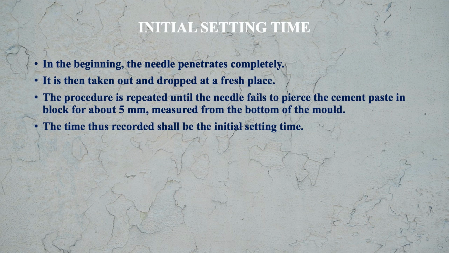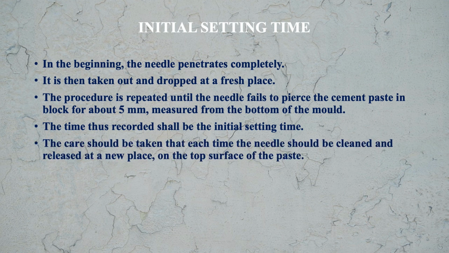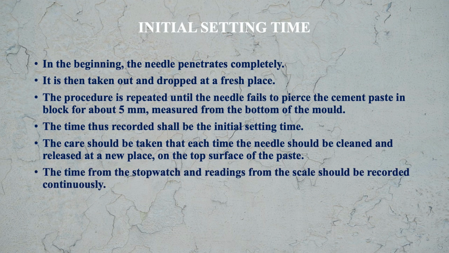This means we will be noting the time and trying by releasing the pin and observing that the penetration from the bottom should be 5 mm basically. When this condition is achieved, that time is noted and reported as the initial setting time. Care should be taken that each time the needle is cleaned and released at a new place on the top surface of the paste. The time from the stopwatch and the readings from the scale should be recorded continuously. That is the way we do this initial setting time test.